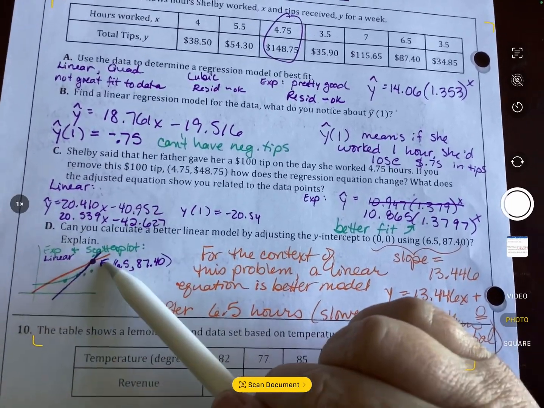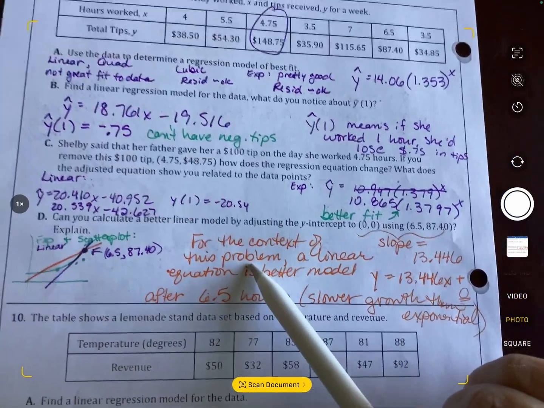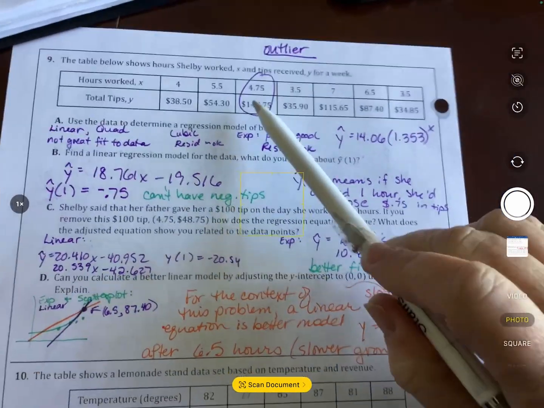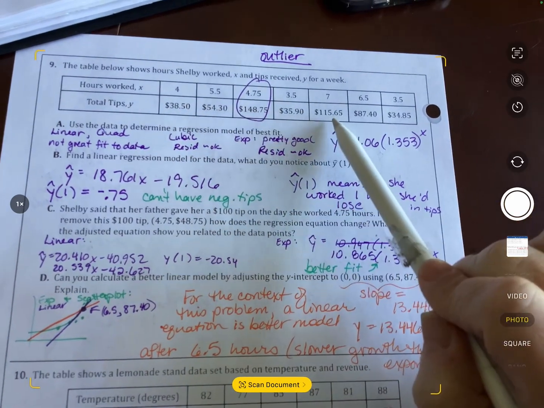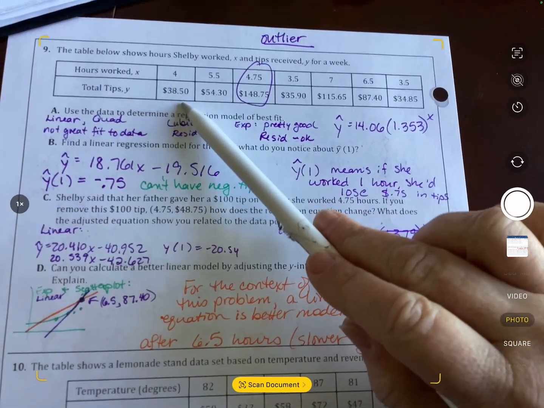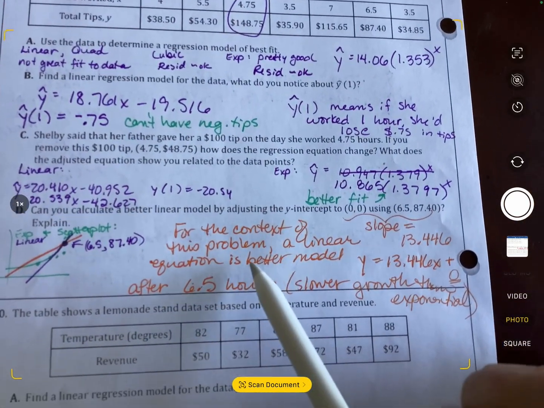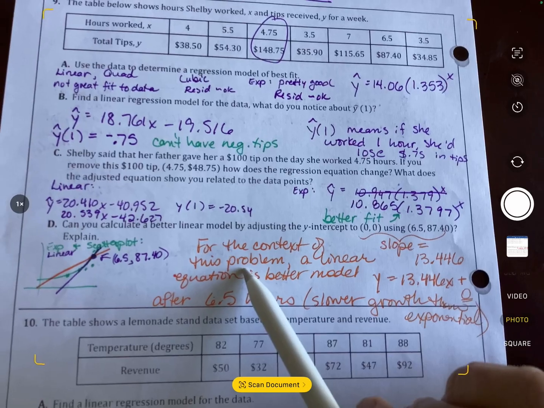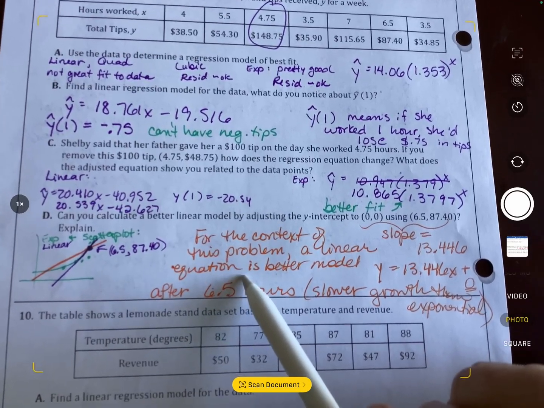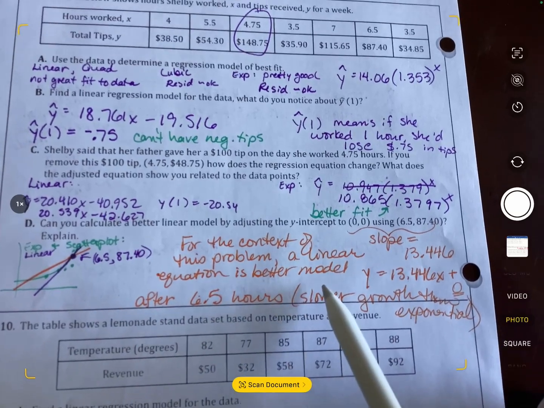Okay, so now to answer the question, it says, can you calculate a better linear model? Well, yes, it's better, but explain. So I said, for the context of this problem, I would think before I even typed these in, I thought this would be linear because the more hours you work, the more tips you're going to make. Doesn't that make sense? More people you're waiting on, you're going to get more tips. So really, a linear model is better than exponential because what does exponential do? It goes up really fast after a certain period of time.